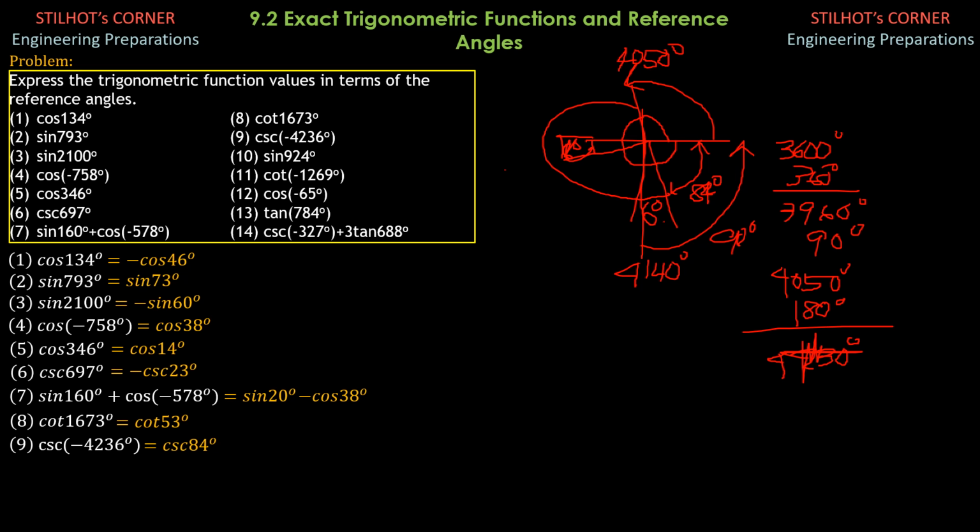Plus 3960 plus 90, 3960 plus 90 is 4050 here, plus 180, 4050 plus 180, 4230. So it should fall here.